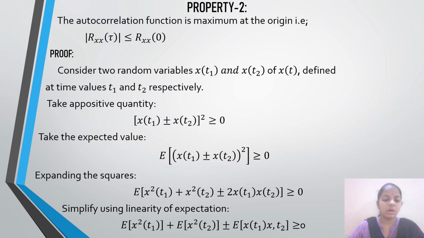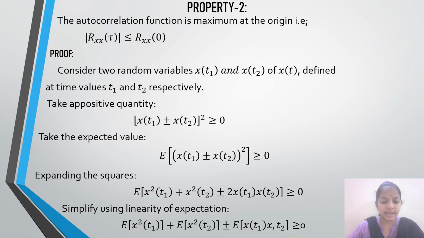Property 2. The autocorrelation function is maximum at the origin, that is mod Rx of tau is less than or equal to Rx of 0. Now we will prove that. Proof. Consider two random variables x of t1 and x of t2 of x of t. Define the time values t1 and t2 respectively. Now take a positive quantity, that is x of t1 plus or minus x of t2 whole square greater than or equal to 0. Take the expected value. Now expectation of x of t1 plus or minus x of t2 whole square is greater than or equal to 0.